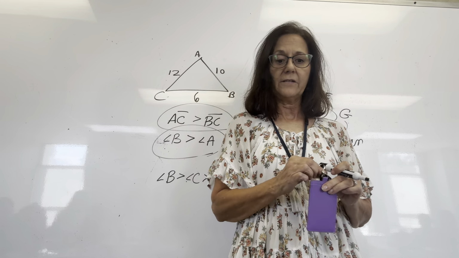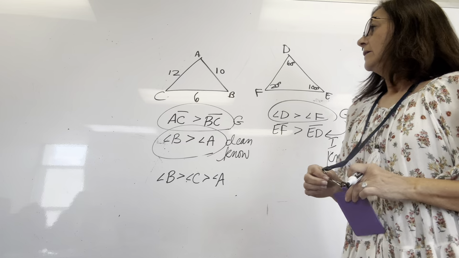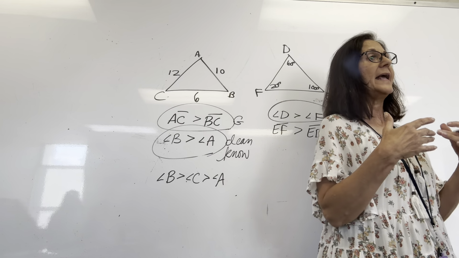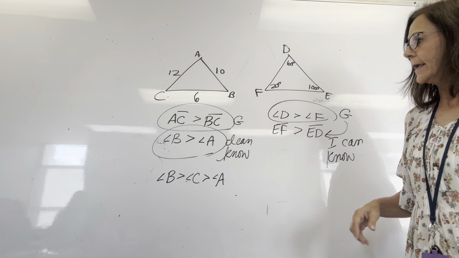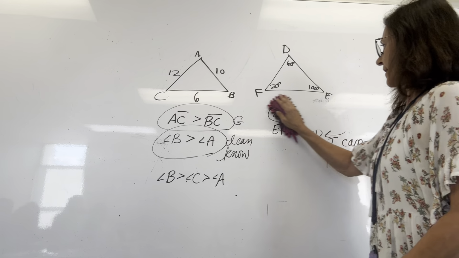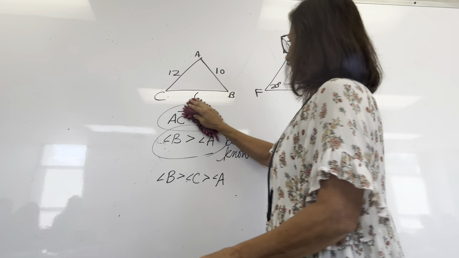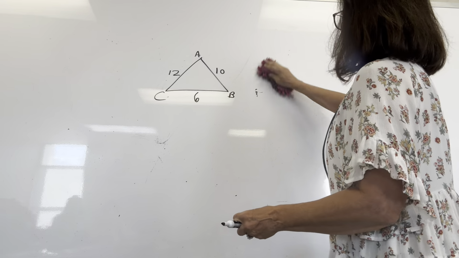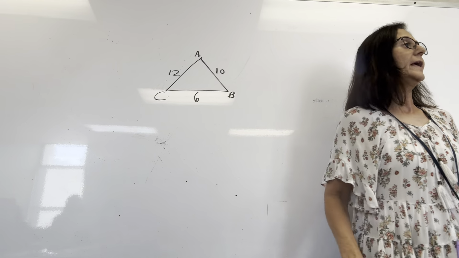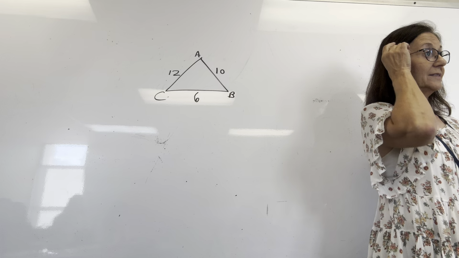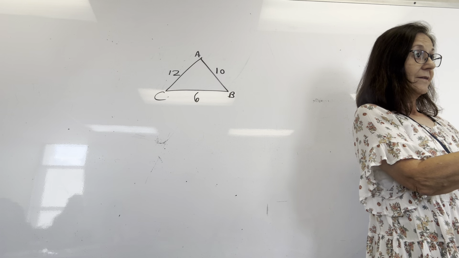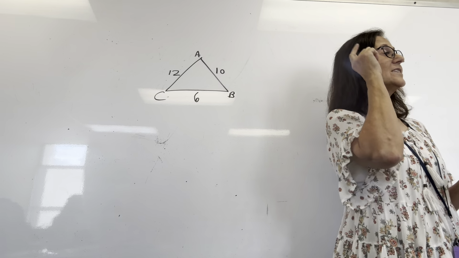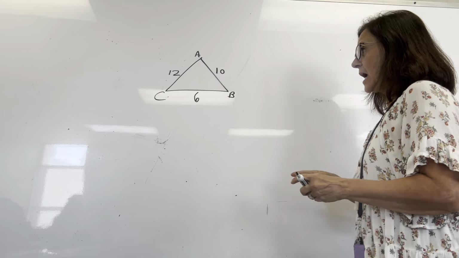All right, lesson 4. Sort of a similar name, but a different concept. This is the triangle inequality theorem. We'll use this first triangle. What does the triangle inequality theorem say, Locke? The sum of any two sides of a triangle is greater than the third side. Correct. The sum of any two sides of a triangle is greater than the third side.